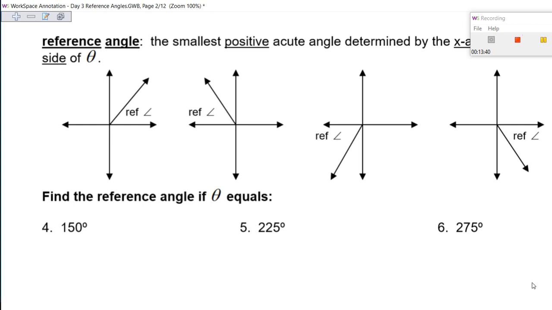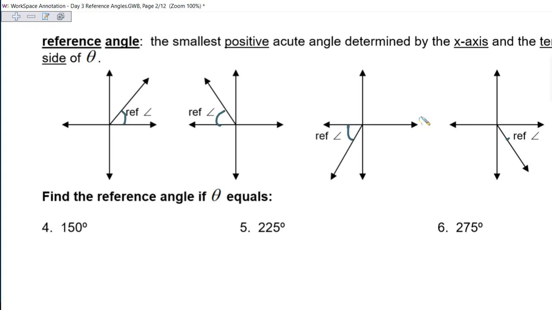Okay, now for the reference angle. The definition for a reference angle is going to be the smallest positive acute angle determined by the x-axis and the terminal side of theta. So when you're dealing with a reference angle, it's just going to be the angle between the terminal side and the x-axis. Here's the terminal side, here's the x-axis, so right here would be my reference angle. Here's the terminal side, here's the x-axis, there's my reference angle. Terminal side, x-axis, there is my final reference angle.